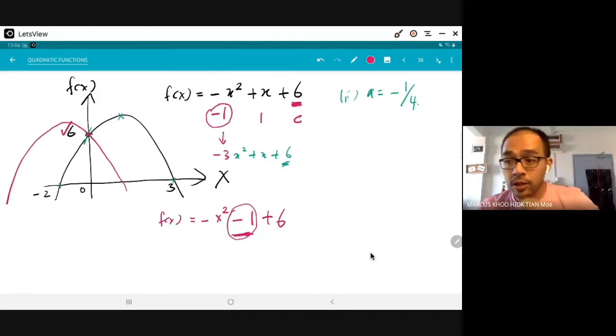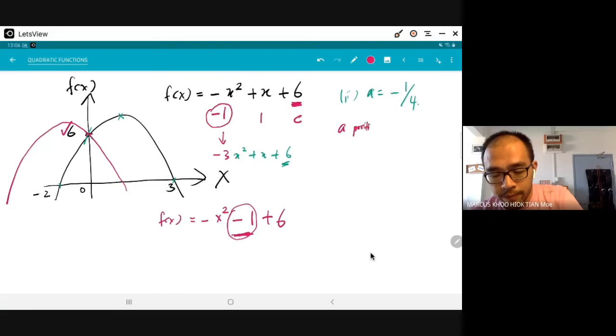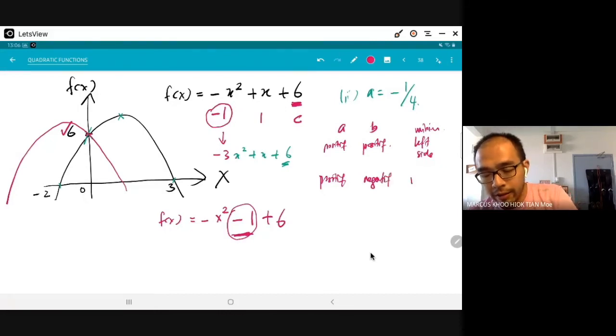Okay, B yang susah sikit sebab B ada 4 situations. Okay, I repeat, kalau A positif, sini B. Okay, so A positif, B positif. Okay, it will be on the left side. Okay, minimum graph with left side. Kalau A positif, B negatif, okay, dia adalah graph minimum tapi right side.